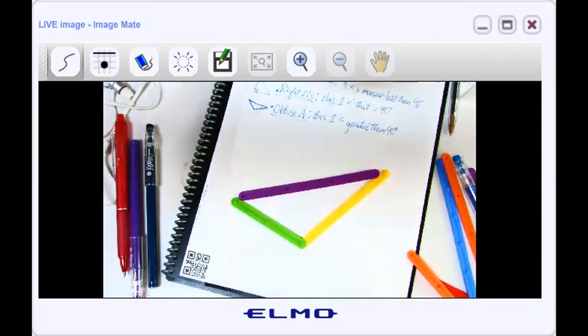Could I have, think about this. Could you have an obtuse and a right? Is that possible? In one triangle, could you have an obtuse angle and a right angle and have it still be a triangle? Maybe. Well, let's try it.